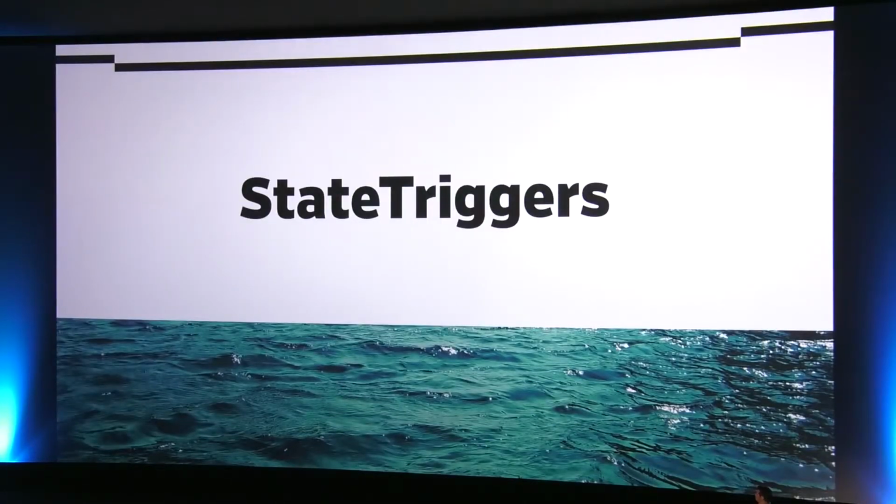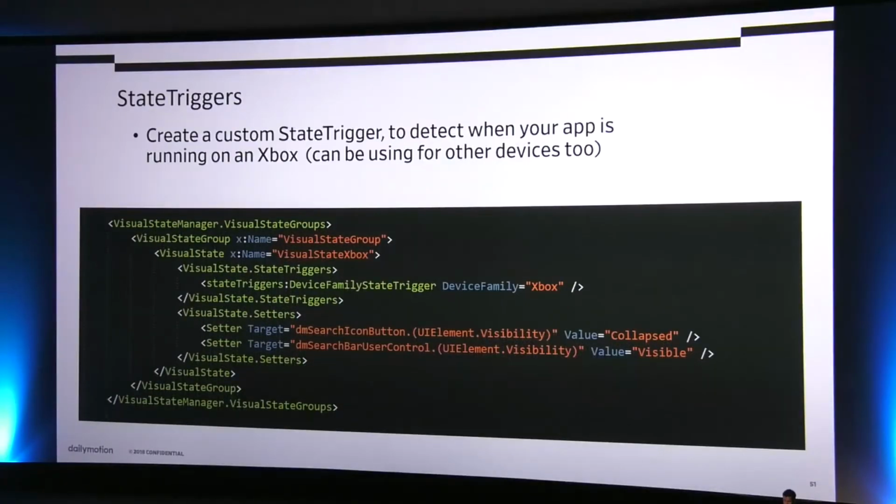State triggers. State triggers are very useful because they allow you to show and hide different elements and set different values in XAML and not in C#. Here, for example, the DM search icon and the DM search bar control: one is going to be collapsed, the other is going to be visible, which is basically how I get to have one view that works for Xbox and desktop.